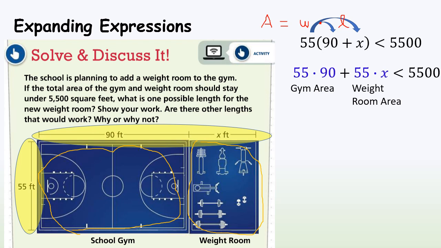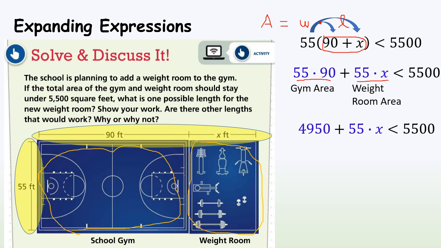And it can be written in these two ways. On the top, we have it as one length, 90 plus x, the entire length of the gym and the weight room. And now it's broken up into two parts, the gym separately and the weight room separately. This is an example of the distributive property and also of expanding, which we're going to learn about a little bit more.